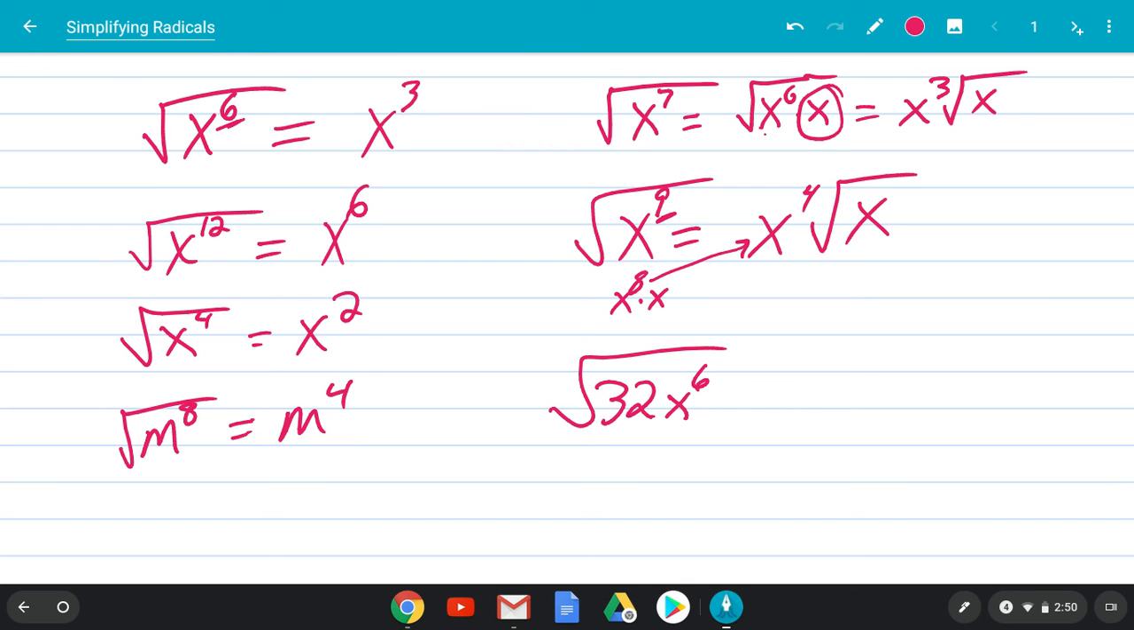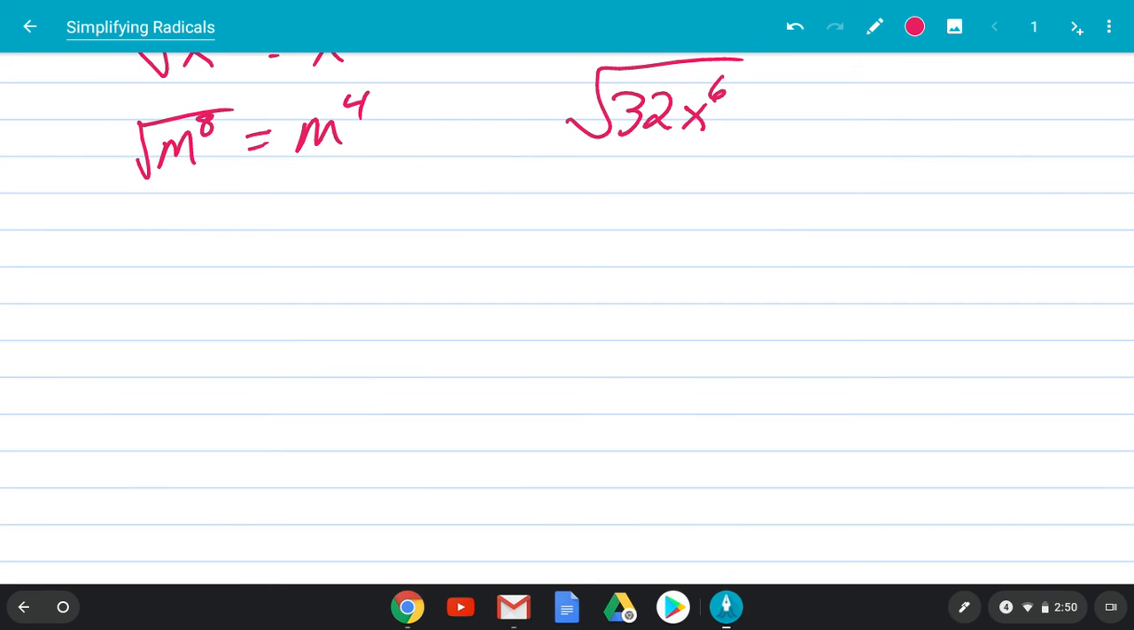Let me start with my 32. And I can do this one of 2 ways. I can either think what perfect square goes into it, or I can do the prime factorization tree. A lot of times they're very similar, but give me factors of 32. I got 4 and 8. Well, 4 is not prime, so I keep factoring down to be 2 times 2.